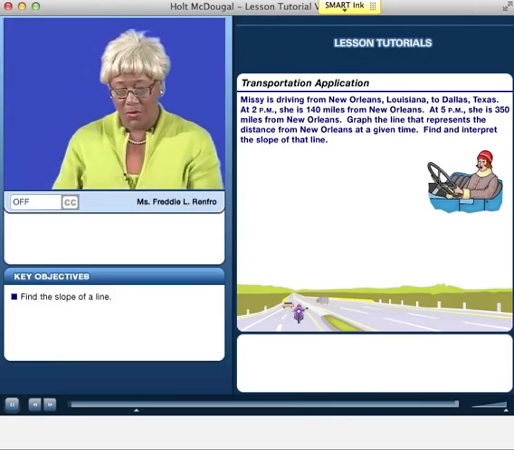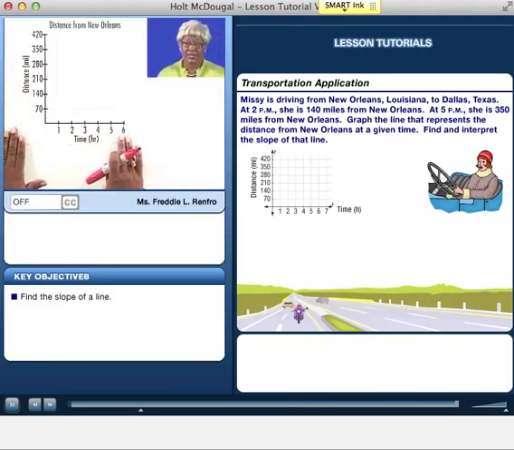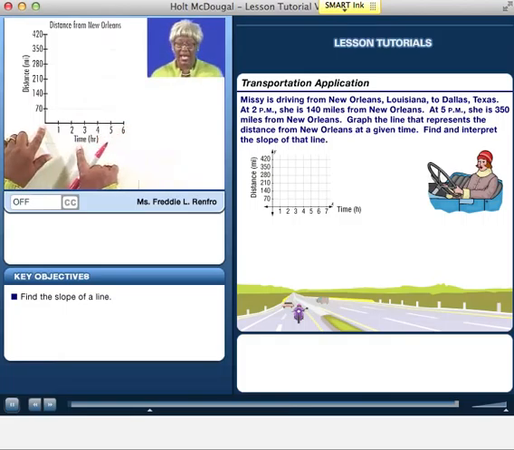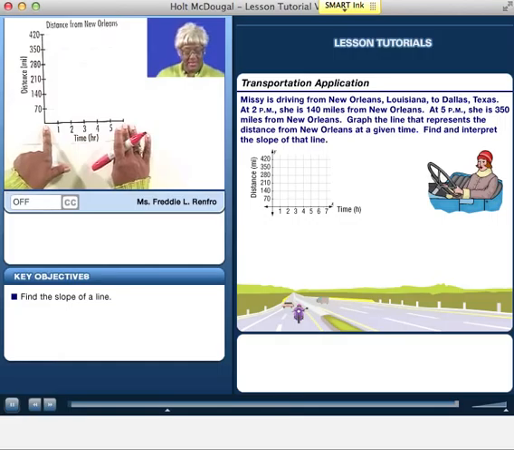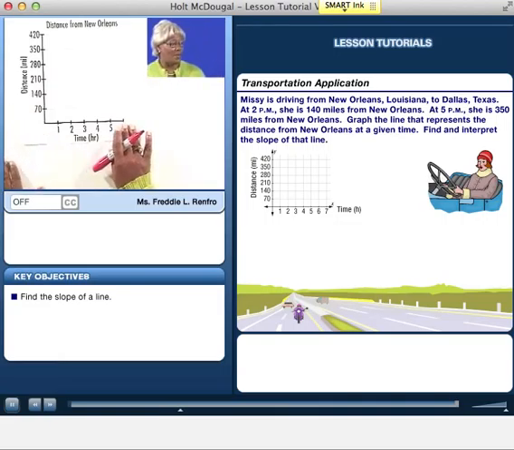I have a graph already done for you, and notice what I've done. The horizontal axis is in time per hour. Notice it goes from 0 to 6 hours. And the vertical axis is in distance, representing the distance in miles. Now let's go back to our problem.